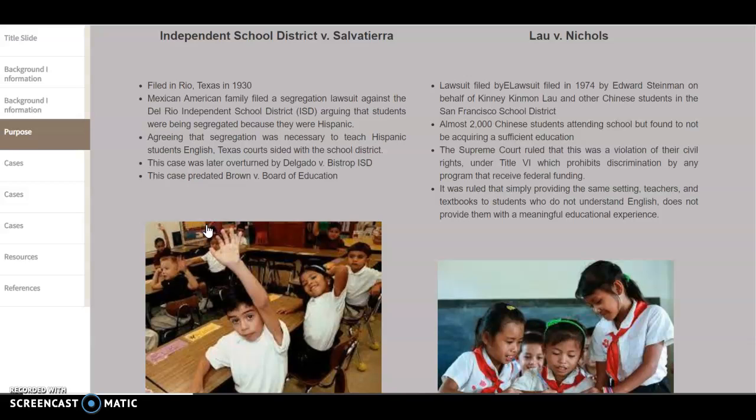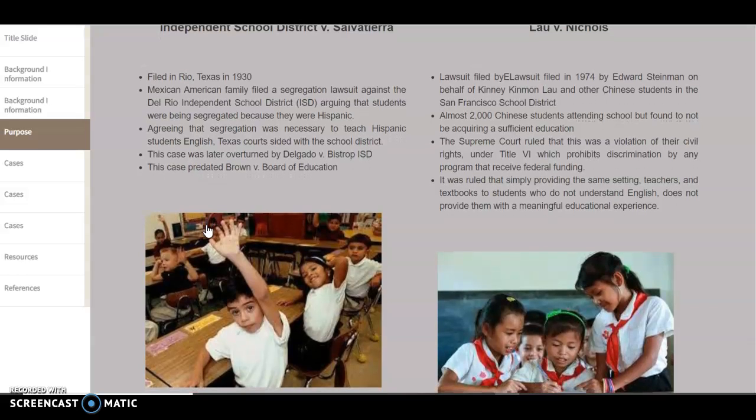But this case was very interesting to me because it actually came before the case Brown versus Board of Education. That's a very well-known case because people associate it as the case that ended separate but equal. But this case actually happened in 1930, and Brown versus Board of Education didn't happen until 1954. So as we can see, the fight to end segregation in education started long before the landmark case of Brown versus Board of Education.